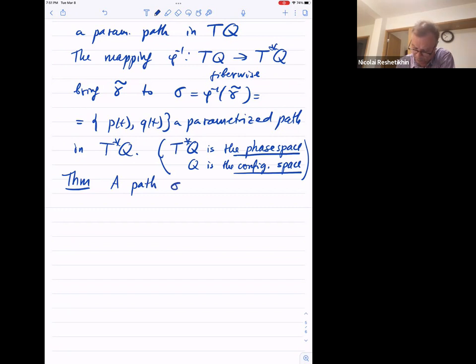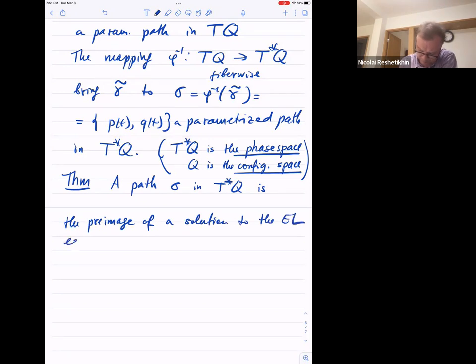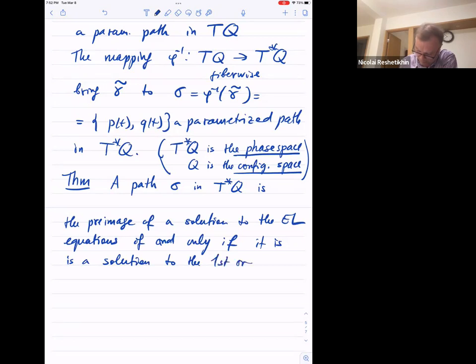So a path sigma in T star Q is the pre-image of a solution to the Euler-Lagrange equations if and only if it is a solution to the first order ODE, which are called Hamilton equations.